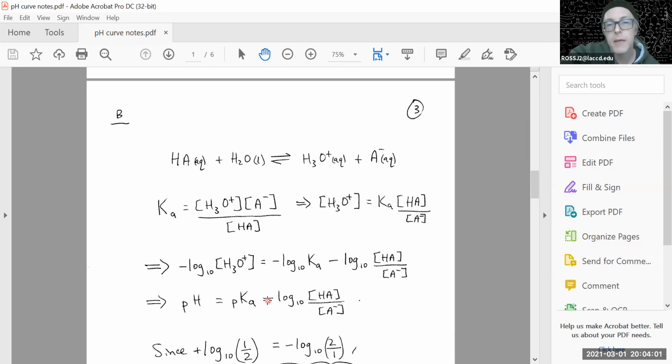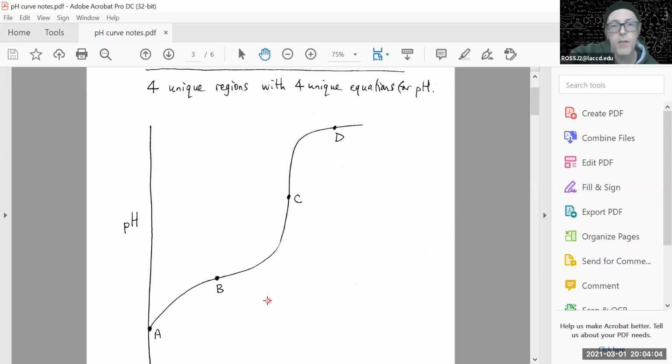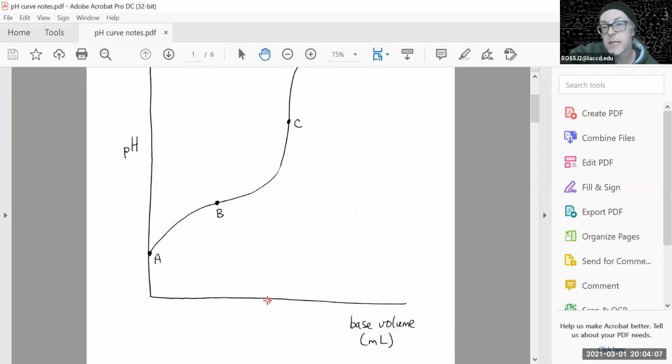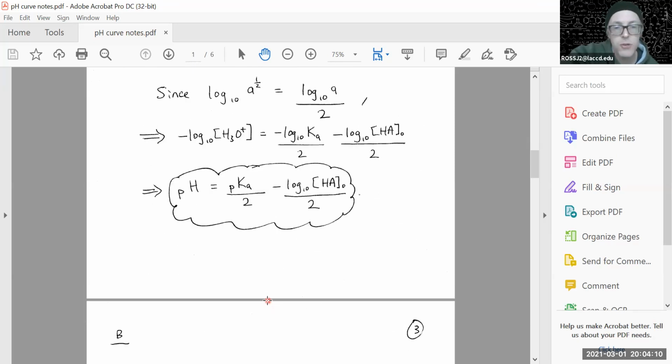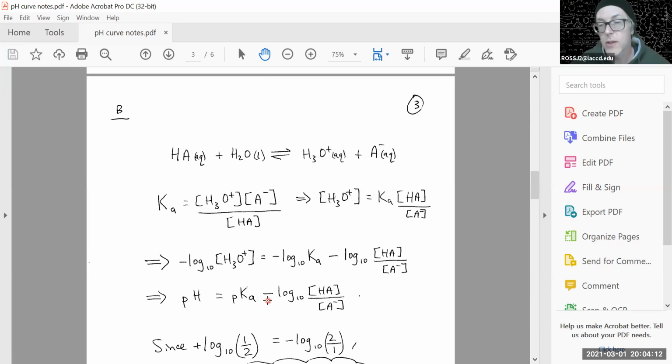Okay, moving on to part B. This is the buffer region of our curve, and we know that that is the Henderson-Hasselbalch region of our titration curve. So you won't be shocked to learn that we're going to produce the Henderson-Hasselbalch equation here. We have a generic equation for an acid dissociating in water to give hydronium and conjugate base. Again, we write the acid dissociation expression. So we have hydronium and the conjugate base divided by the original Brønsted acid. As a denominator here, we ignore water because it's a liquid and it doesn't partake in dynamic equilibrium.